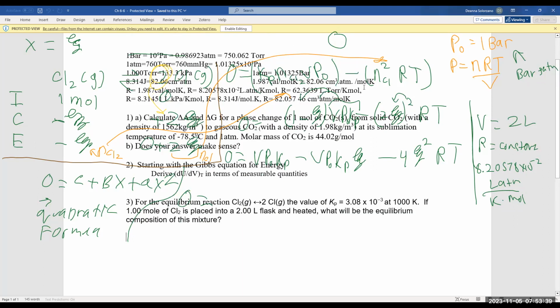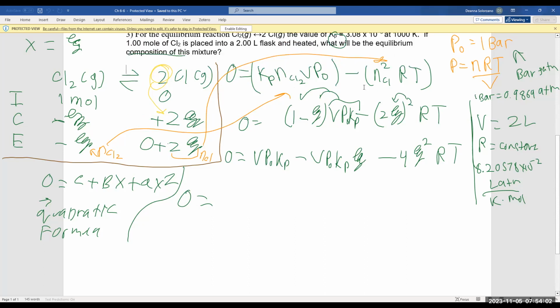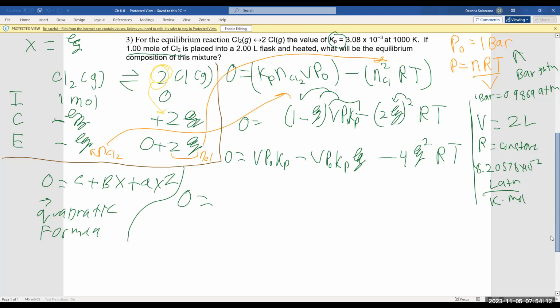Okay. One bar is equal to 0.98 6 9. There's more numbers there, but that's what I'm gonna write. Cool. Let's bring this back down. Slightly higher. There we go.